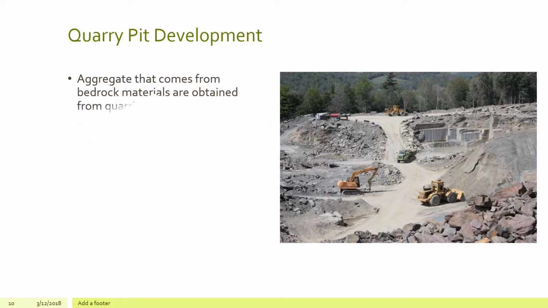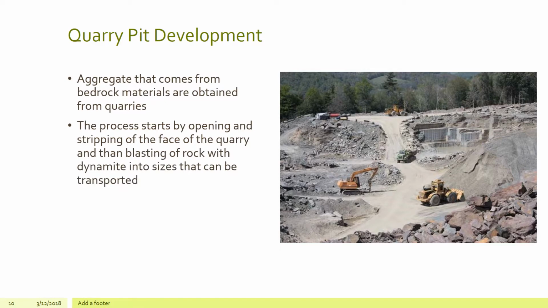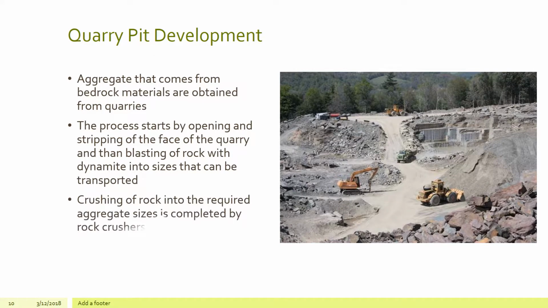Here we have a picture of a quarry pit development. As mentioned before, the top layer is stripped off, we get down and we start to excavate the area for the materials that we need. Aggregate that comes from bedrock materials is often developed from a quarry of some sort. The process starts by opening and stripping of the face of the quarry and then blasting of rock with dynamite into sizes that can be transported. Crushing of the rock into the required aggregate sizes is completed by the rock crushers that we have on site.